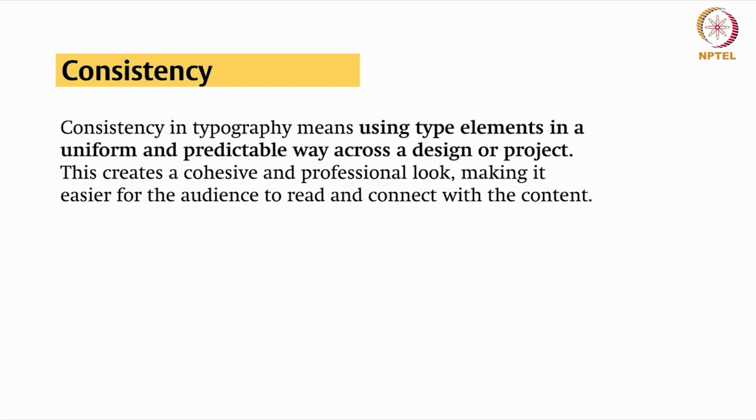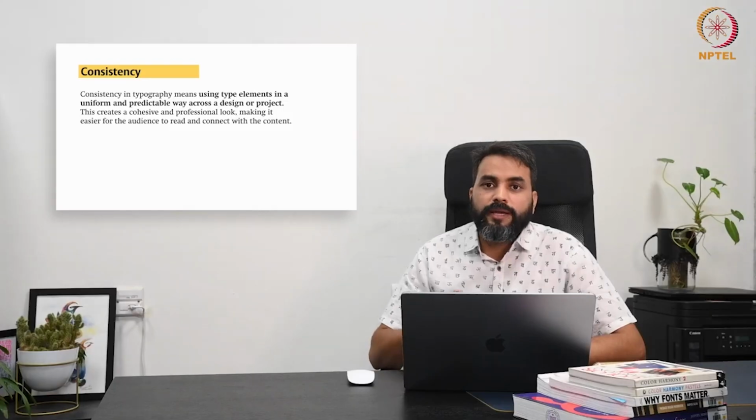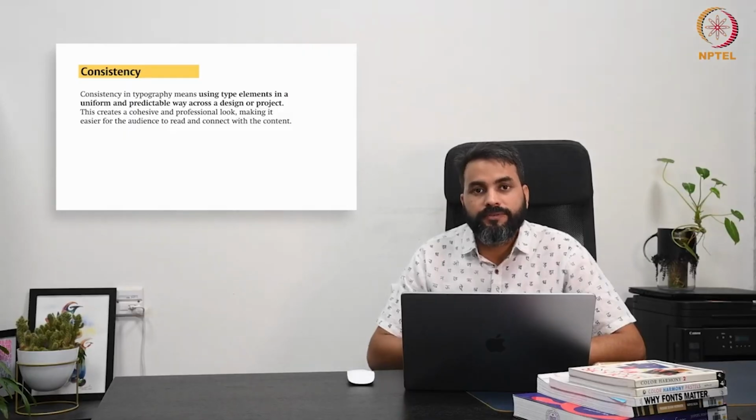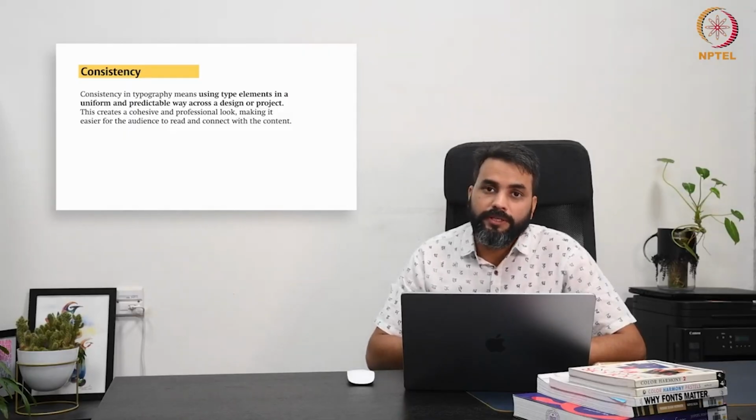Another thing is consistency. Consistency in typography refers to the uniform and predictable use of type elements throughout a design or a project. It ensures that the text appears cohesive and professional, making it easier for an audience to understand and engage with the content. So how can this be achieved? One can use a limited set of typefaces, generally 2 or 3, to maintain a unified design.